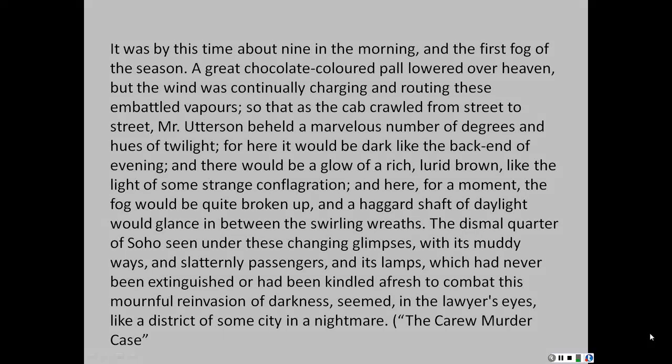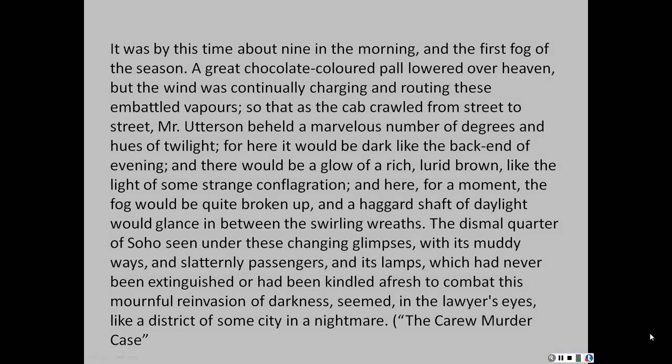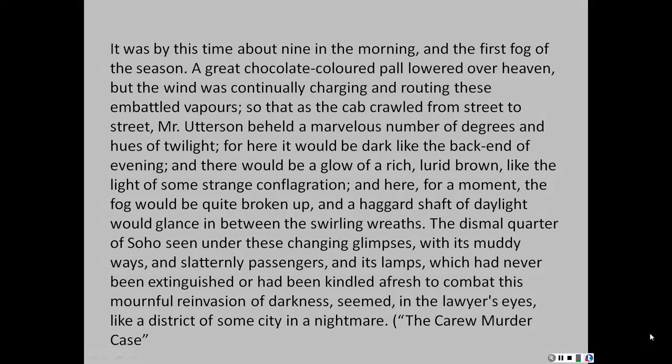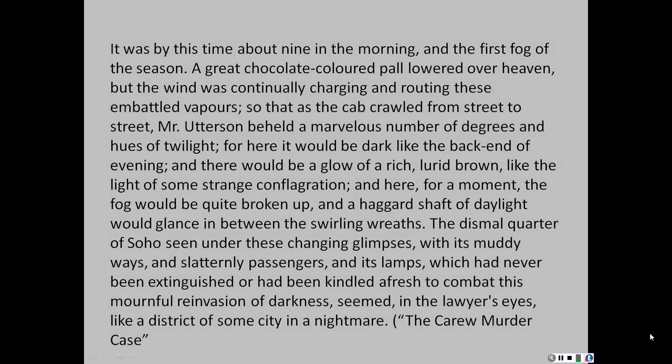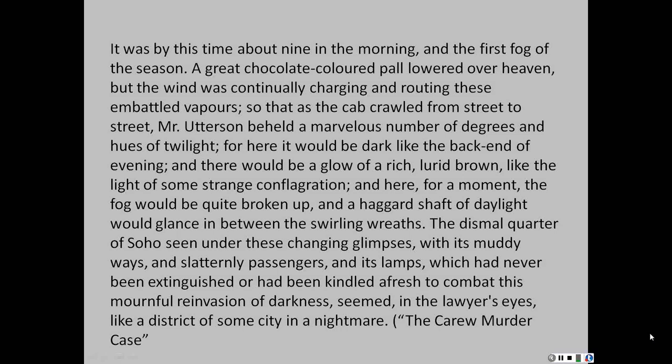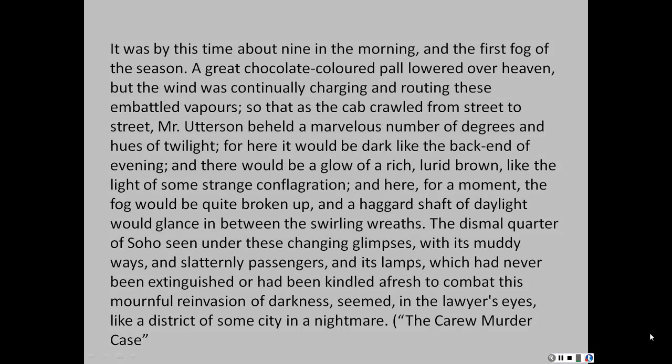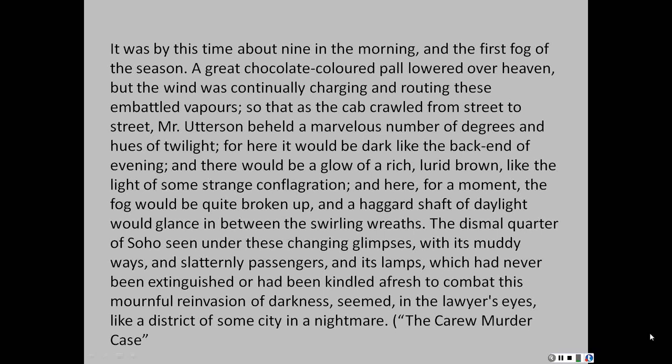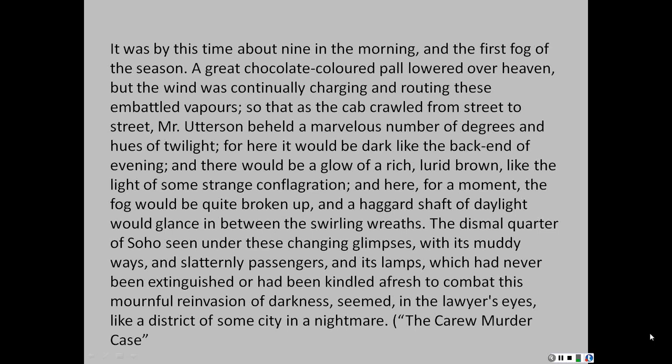It was by this time about 9 in the morning and the first fog of the season. So fogs in London, this was actually a weird meteorological phenomenon which historical weather people, which I guess is a strange job, but people who study the history of weather don't quite understand why it was that the fogs were so intense. Some argue it had to do with the pollution, since there was so much coal smoke in the air. Some argue it was some complicated thing about the mud in the River Thames. But by all accounts, fogs got very, very thick, almost so thick you couldn't see through them. So this becomes part of this fantastic atmosphere of Victorian London.